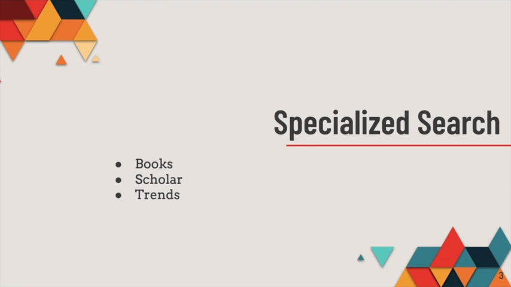So one of the basic capabilities is that beyond a Google search, there are some specialized searches that have additional features to them. So the three that we're going to focus on are Books, Scholar, and Trends. Each of these is available if you just go to books.google.com or scholar.google, trends.google, or if you just Google any of these terms, they will pop up.